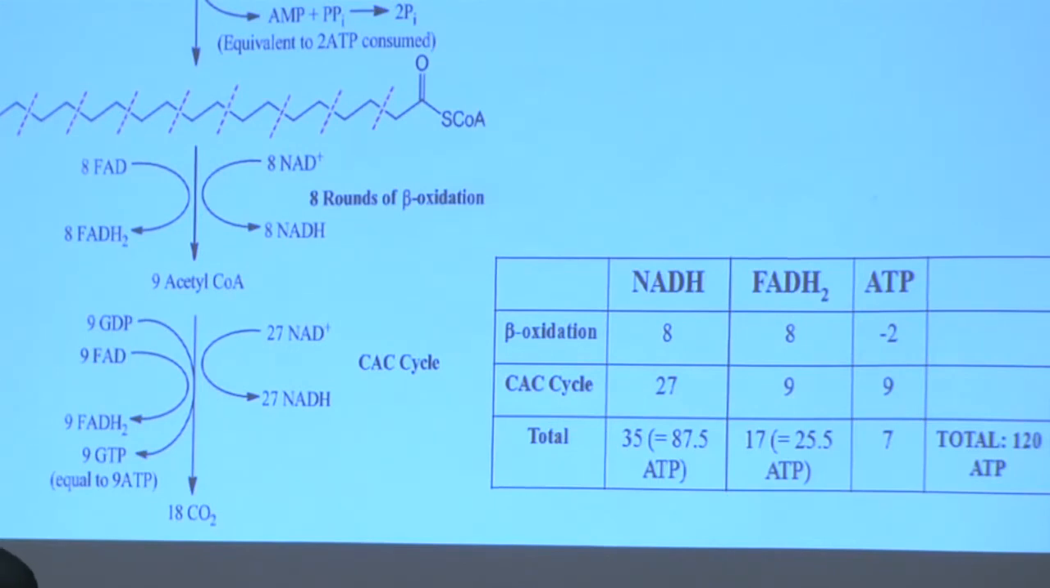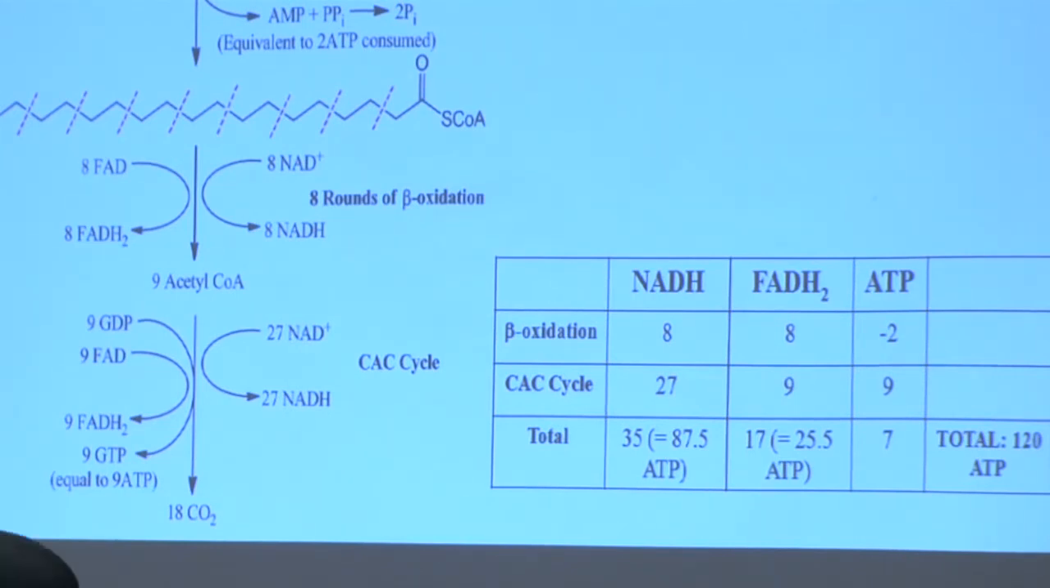So at the end of the citric acid cycle, we have now produced a grand total of 7 ATPs. We've used up 2 to activate our fatty acid. We've produced 9 in the citric acid cycle. But we have produced a whopping 35 NADHs and a whopping 17 FADH2s. And what are we going to do with those? We're going to pump them into the electron transport chain.